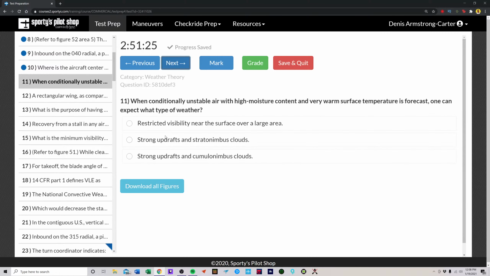When conditionally unstable air with high moisture content and very warm surface temperature is forecast, one can expect what type of weather?